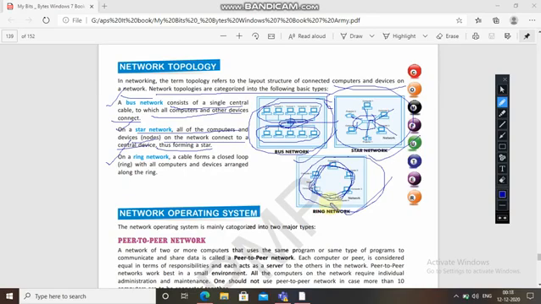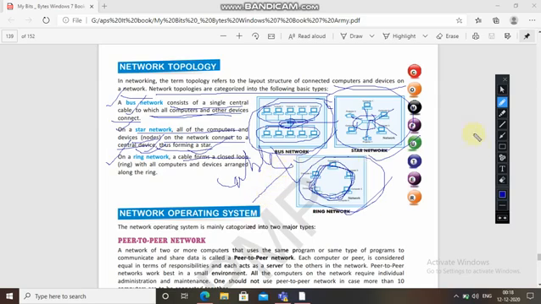Once again I am repeating, just see it: the bus network consists of a single central cable to which all the computers and other devices are connected. In a star, all the computers on the network are connected to a central device. Here it is a central cable, not a device. But here it's a device, so forming a star, and here the cable forms a closed loop. So in both we are using cable.